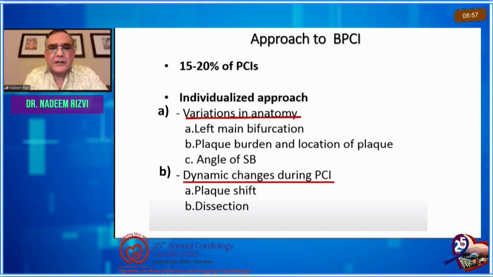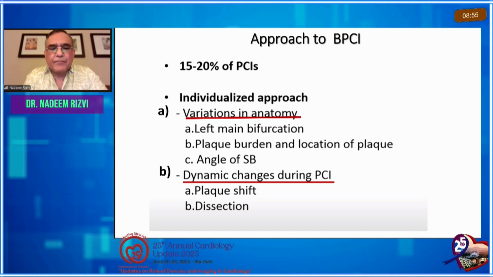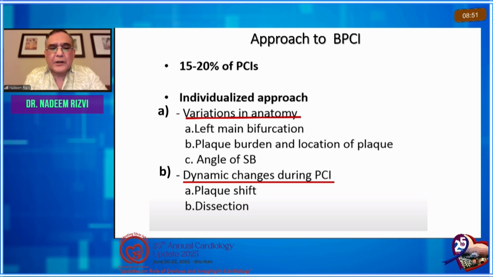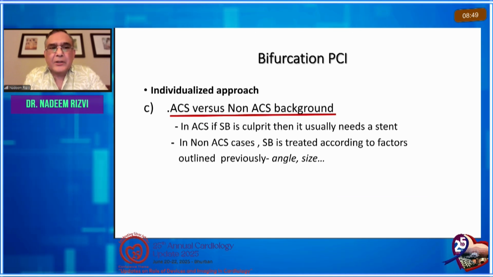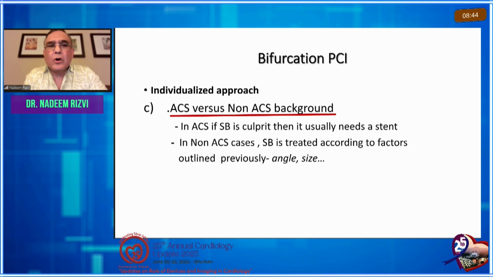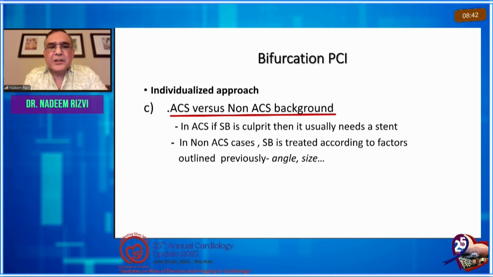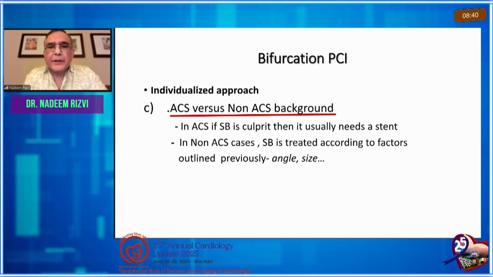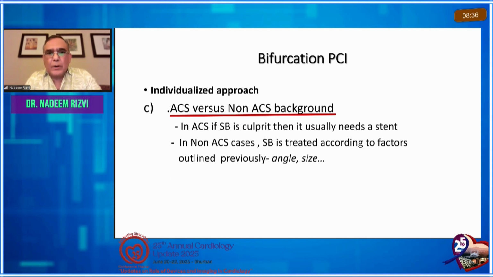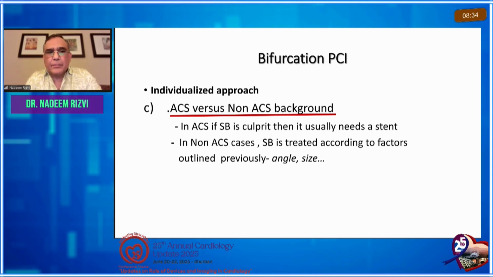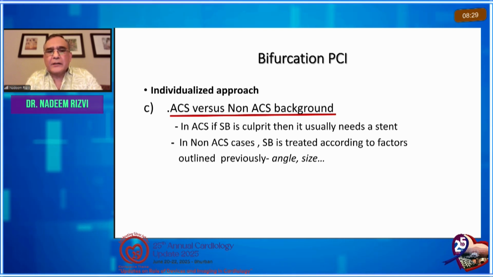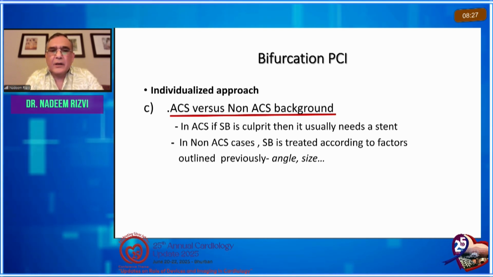Then the second thing is the dynamic changes during PCI. These are things that will change your strategy or your approach. So plaque shift and dissections. And number three, most important, whether you are in an ACS situation or the non-ACS situation. In an ACS situation, if the side branch is the culprit, then it usually will need a stent. So you cannot usually do a provisional if the side branch is the culprit.